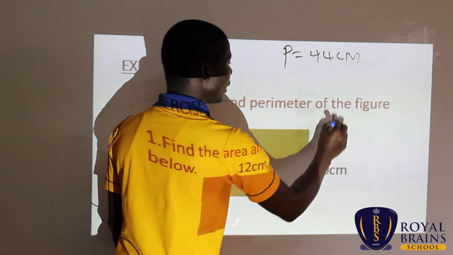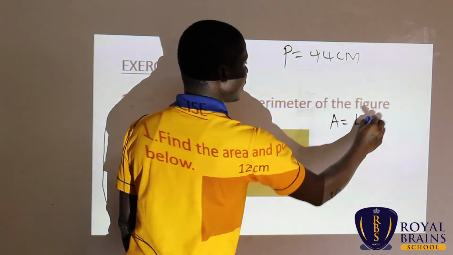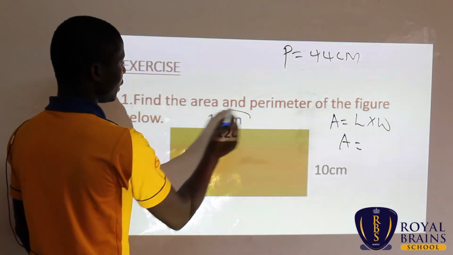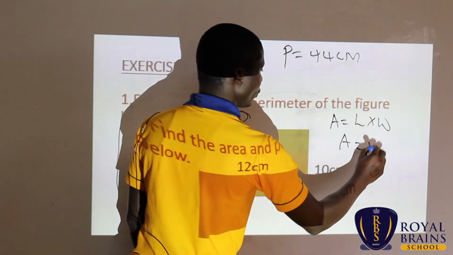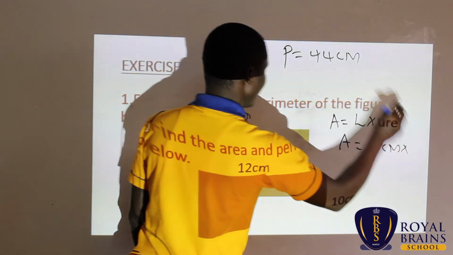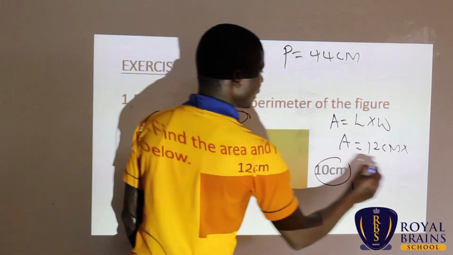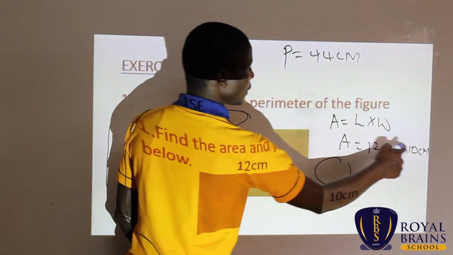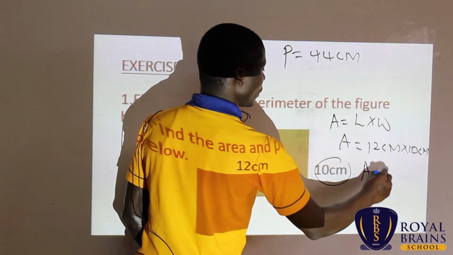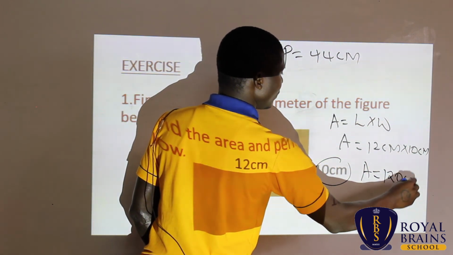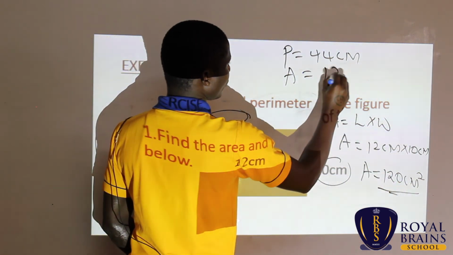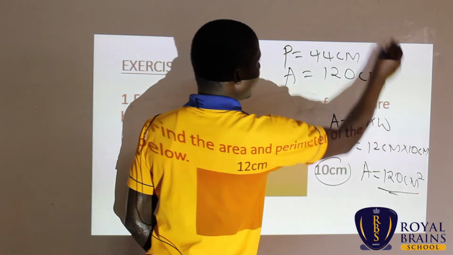The formula for finding the area of a rectangle is length times width. So area is equal to, what is the length? This one is the length. So it will be 12 centimeters times, what is the width? 10 centimeters. So let us multiply. 12 times 10, what do you get? You are going to get 120 centimeters squared. When you check here, area is equal to 120 centimeters squared.